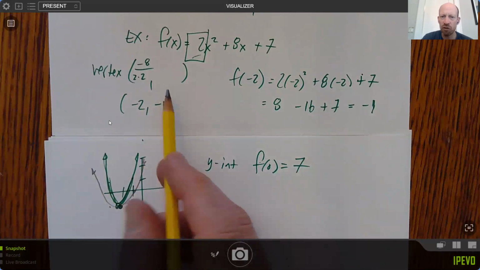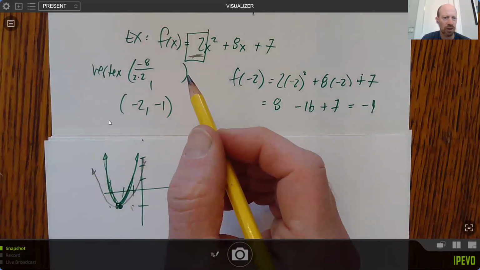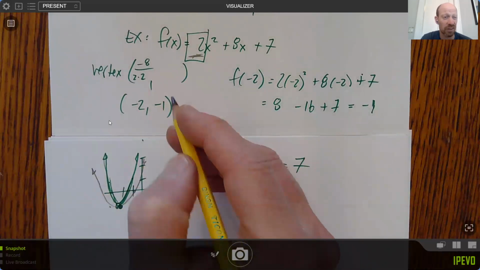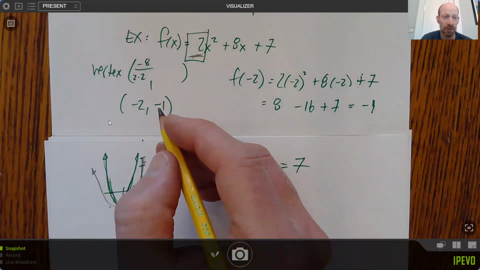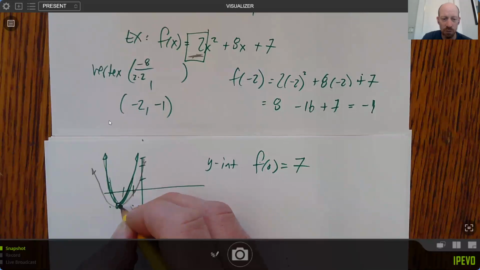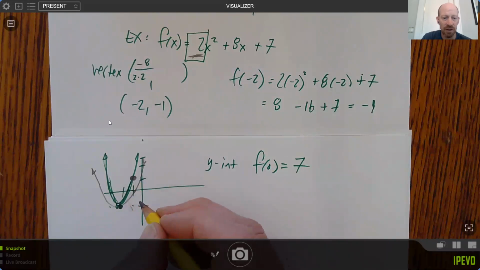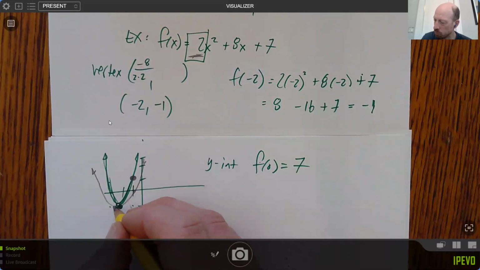But the 2 in front, it turns out, stretches it. So it takes all of my normal values and doubles them, or doubles the distance from the vertex. So now instead of going over 1 and up 1, with the stretched version, I go over 1 and up 2. Right, and that hits here.